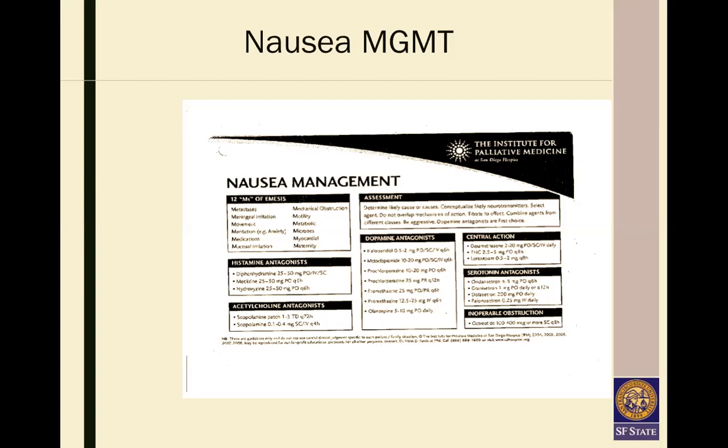Central acting medications that we sometimes use are dexamethasone or Decadron, THC, which only comes as Marinol in the hospital setting, and lorazepam or Ativan. Serotonin antagonists that we use are Zofran or granisetron, which is another subset of Zofran. And then very rarely do we use dolasetron. But most of the time Zofran is our go-to drug. And as I said before, olanzapine also hits serotonin.